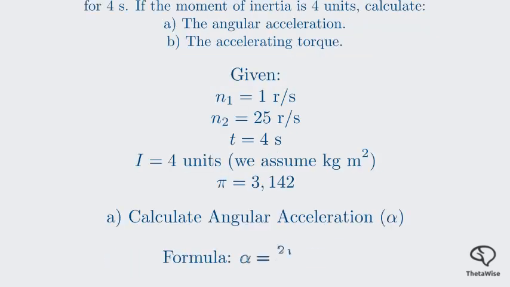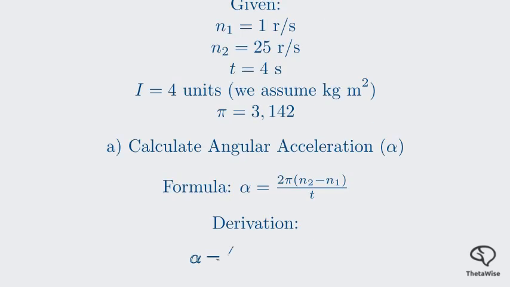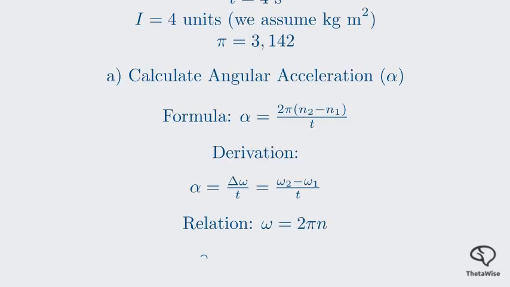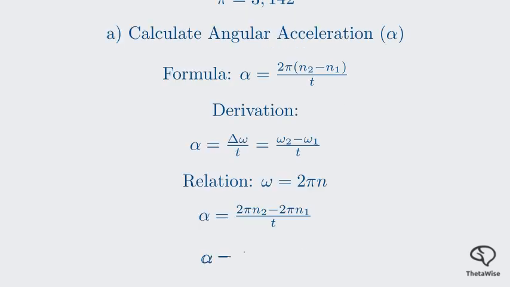Part A asks for the angular acceleration alpha. The solution gives a formula for alpha in terms of frequency. Let's understand where this formula comes from. We start with the basic definition of angular acceleration. Alpha is the change in angular velocity, delta omega, divided by the time t. Angular velocity omega is related to frequency n by the formula omega equals 2 pi n, so we can substitute this in. Factoring out the 2 pi gives us the formula we're using. Alpha equals 2 pi times the change in frequency, all divided by time. This is a very useful formula when you're given frequencies instead of angular velocities.